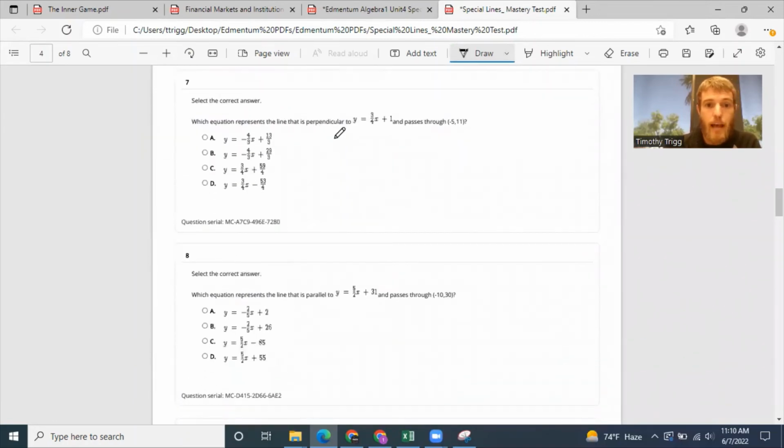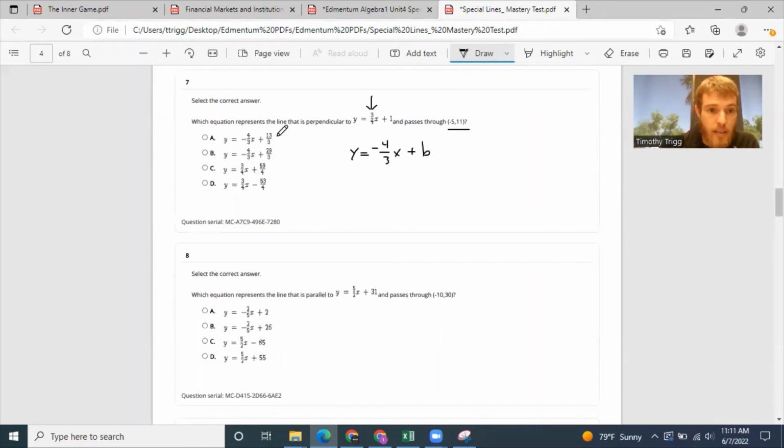Which equation represents a line that is perpendicular to y = 3/4 x + 1 and passes through (-5, 11)? Well, since it's perpendicular to this one, I know my perpendicular line will have the opposite reciprocal slope. So negative 4/3. I know my perpendicular line will have a slope of negative 4/3 x and then plus the y-intercept.